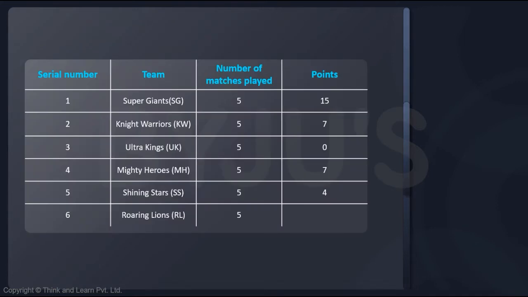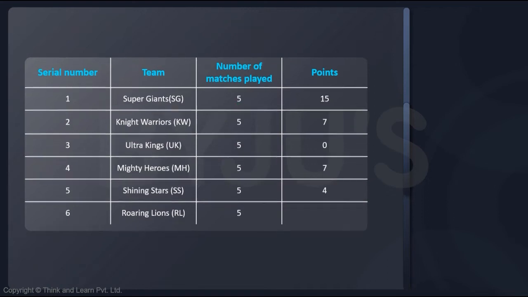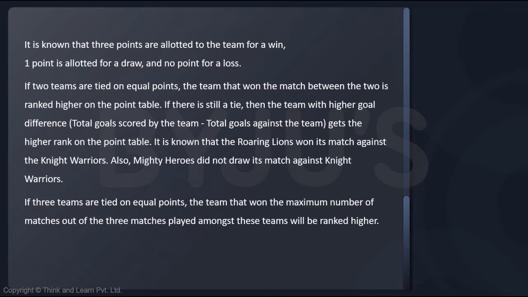We have this table, SG, KW, so a lot of names given to us. Everybody played 5 matches because everybody plays with the other 5 teams, and the points are given to us. So a win gives us 3 points, a draw gives us 1 point, and a loss gives you 0 points, right? Apart from this, we also have some information.